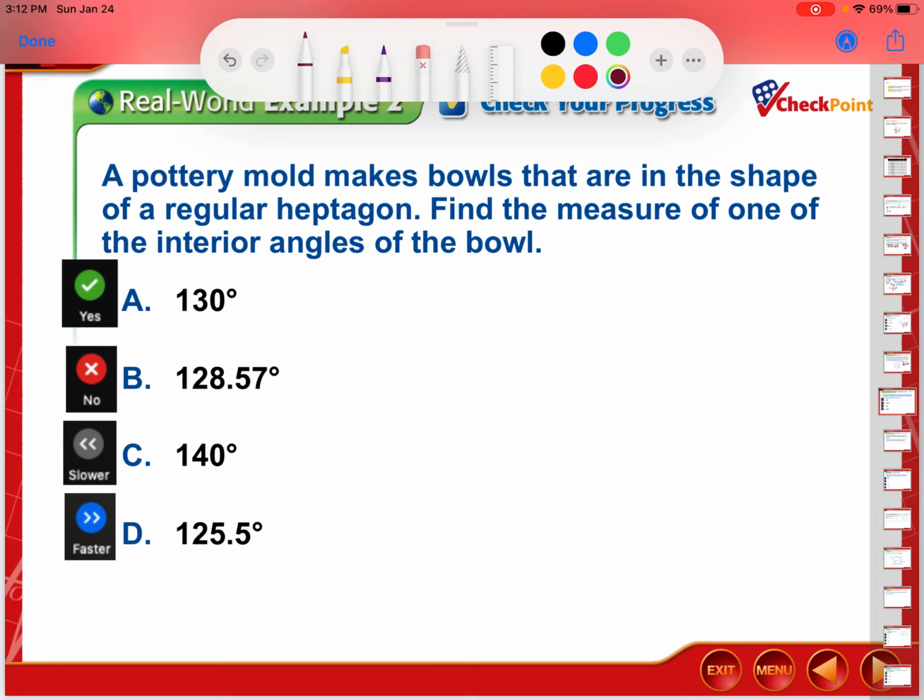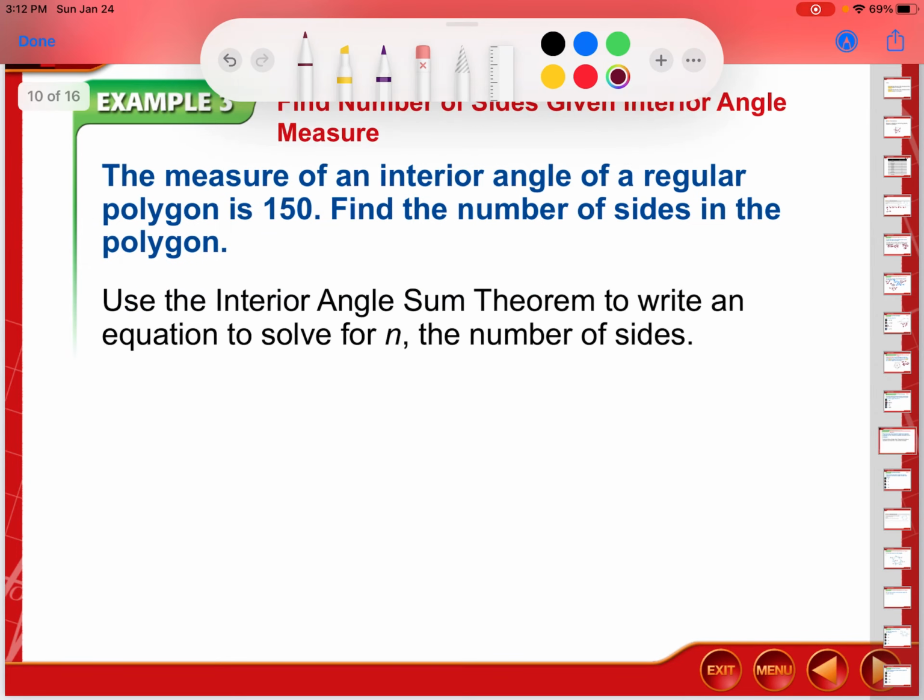Heptagon, 7 sides. So 5 times 180 equals 900 divided by 7 is 128.57. Yay.